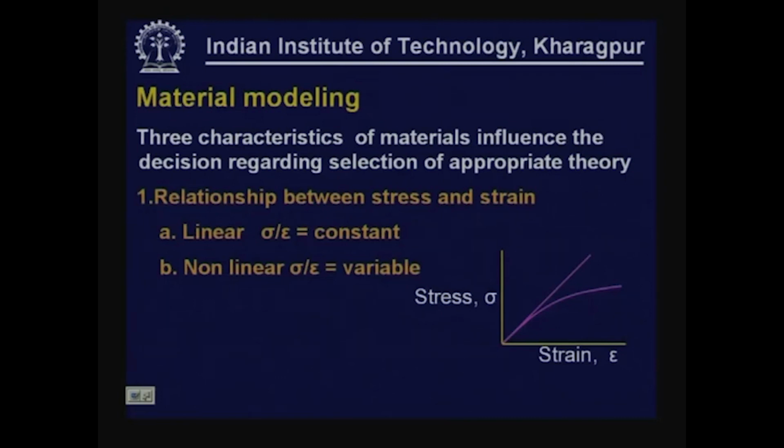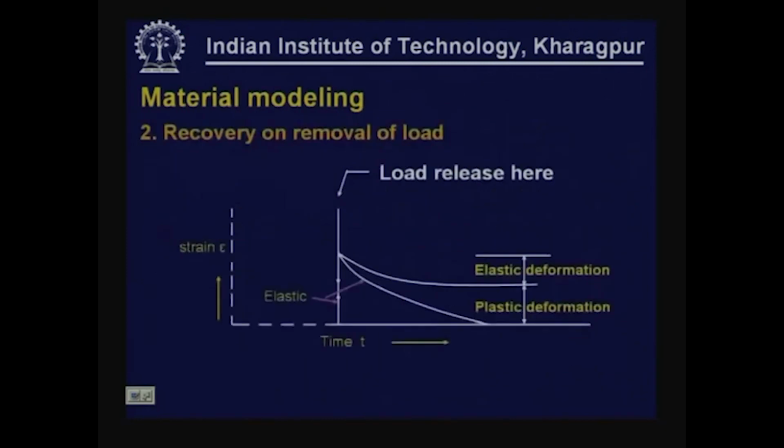These are the relationships between stress and strain. As you can see in this plot, if the stress versus strain relationship is linear, it is called a linear relationship, and the material is called a linear material. On the other hand, if the relationship is not represented by a straight line, then the material is nonlinear. The material is also described as having stress dependent material properties.